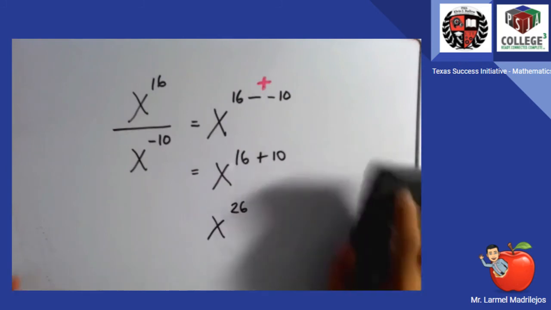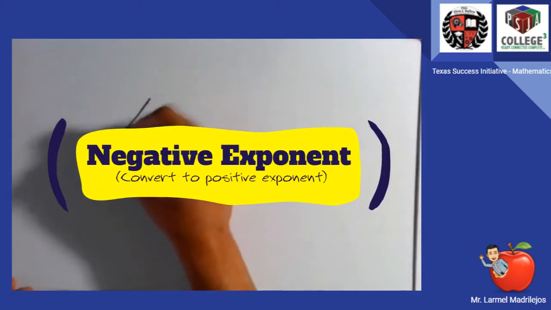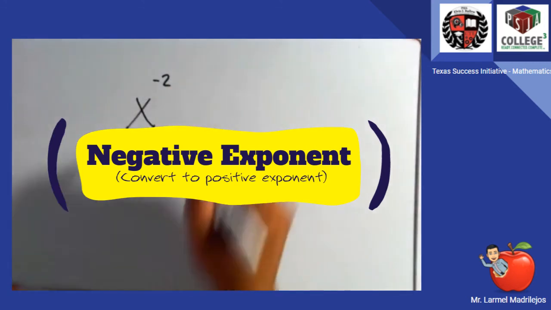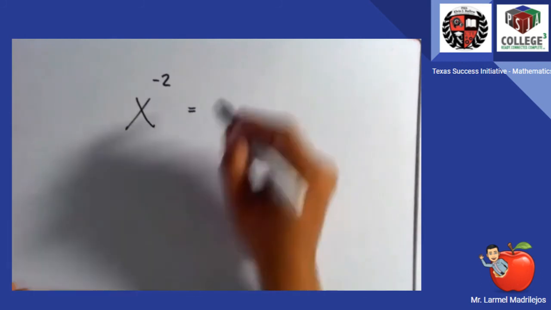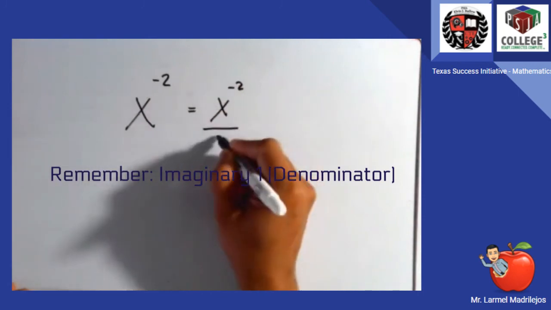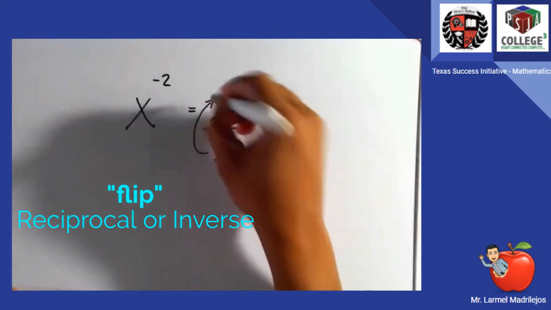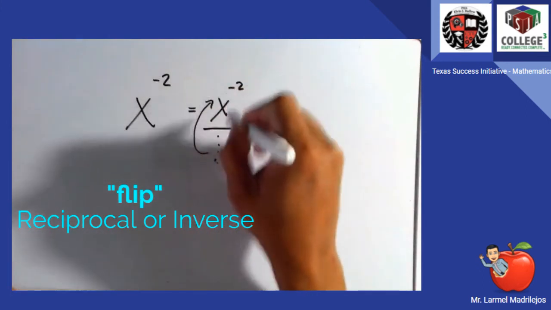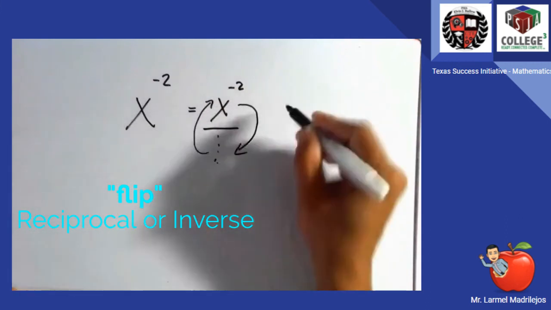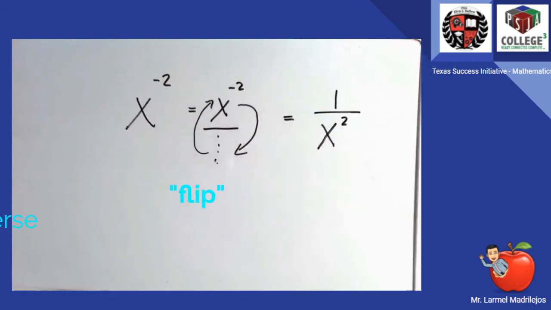Next rule, the negative rule. I just mentioned earlier about negatives. If there is a negative exponent, we need to convert it to positive. Remember the imaginary one. So it means that this term here has an imaginary 1. Next thing is we need to flip them. Take this 1 to the numerator, and this numerator, take it to the denominator. This turns to 1 over x squared.